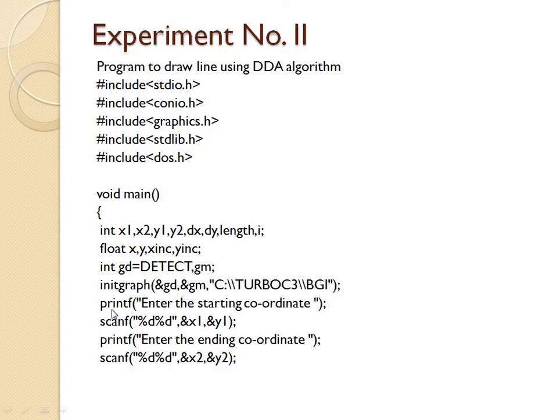Then after that printf and scanf functions are used. The first printf asks us to enter the starting coordinates, and by using scanf we access the starting coordinates, that is x1 and y1. The second printf asks us to enter the ending coordinates. We require two coordinates: the first is the starting coordinate and the last is the ending coordinate, and by using scanf we access these coordinates, that is x1, y1 and x2, y2.